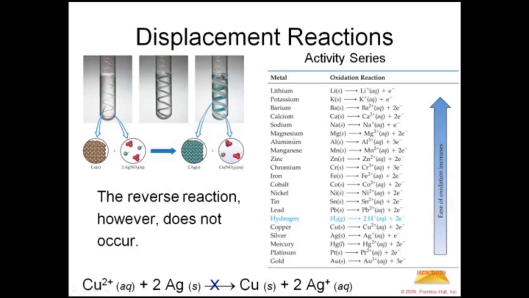That's because if I look at my activity series, the copper is right here, my silver is right here. So the silver has to be more reactive than the copper for it to replace it, and it's not, so it won't.